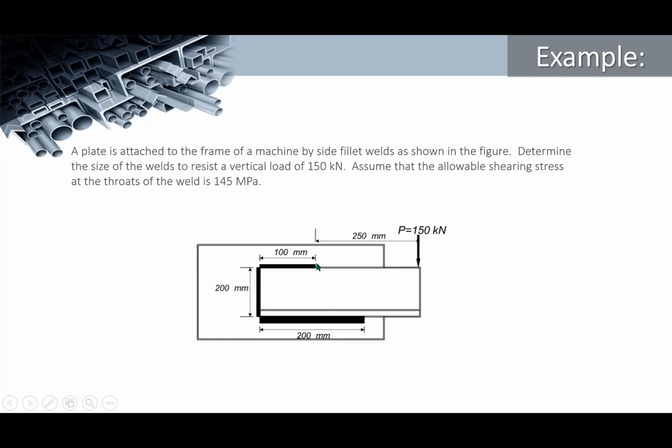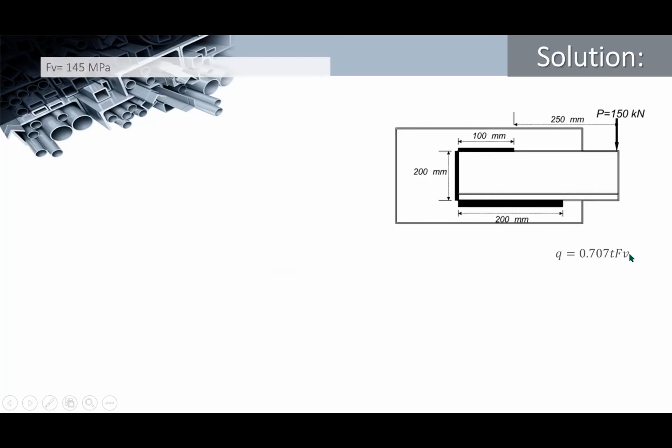But for example, if both were 100, obviously the centroid would be at 50. Since this is 100 and this is 200, we need to compute the centroid of the group first. The equation we can use to get the thickness is Q, which is equal to 0.707 times the thickness times the shear stress. Since the shear stress is given, once we compute Q, we can compute for the thickness T.